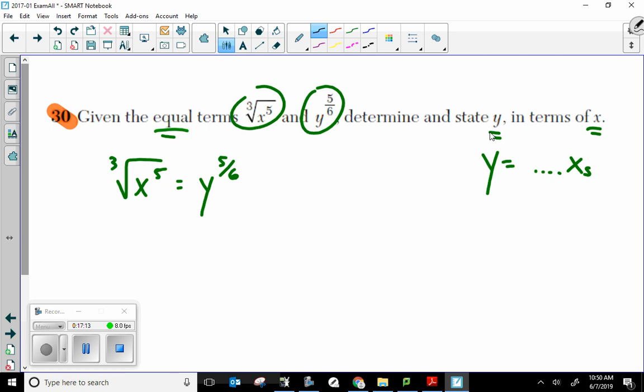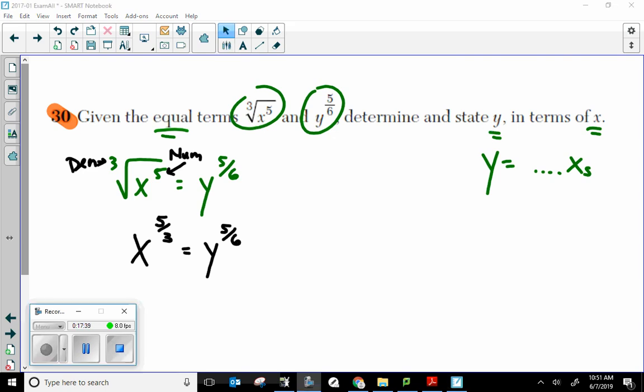First thing I'm going to do is get rid of that radical sign. I'm going to reverse top down, bottom out here. This is my denominator. This is the numerator. If I make my radical back into an exponent, that's a fraction. If I make it back into a rational exponent, it is 5/3. That equals y to the 5/6.